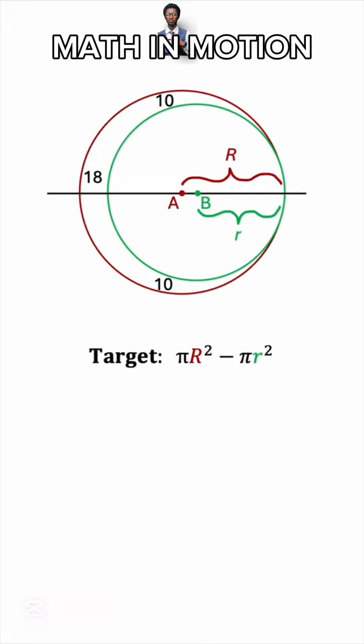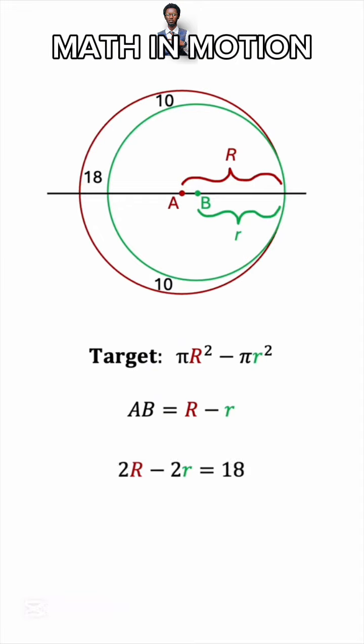So let's start by asking ourselves, how far away are the two centers? What is the length of the line segment AB? It's very clear that this is the difference between the two radii. Okay. Now, if we use the fact that the horizontal gap is 18 units, notice that this is actually the difference between the two diameters.